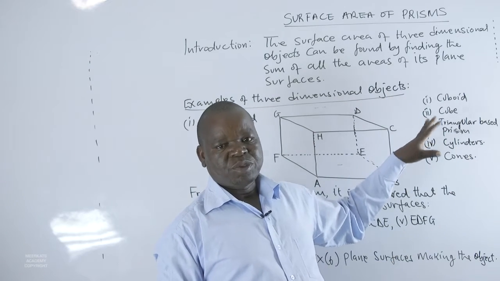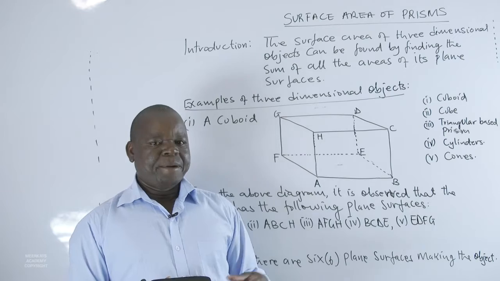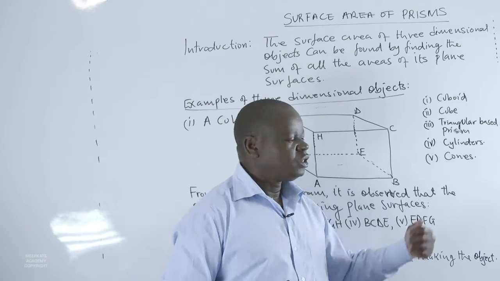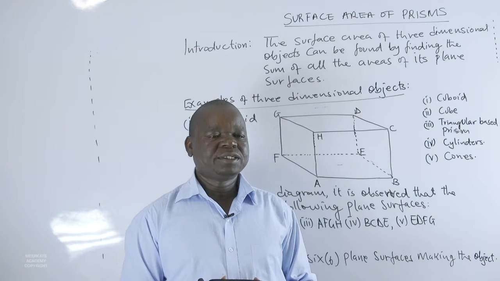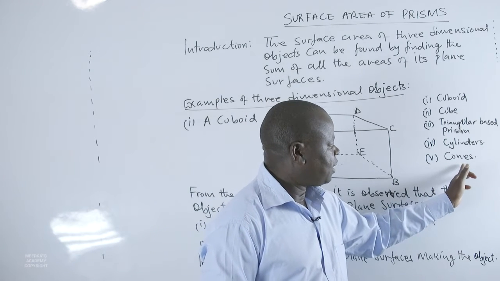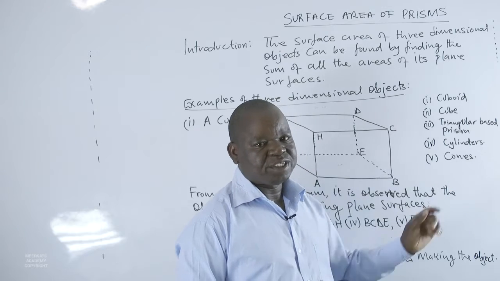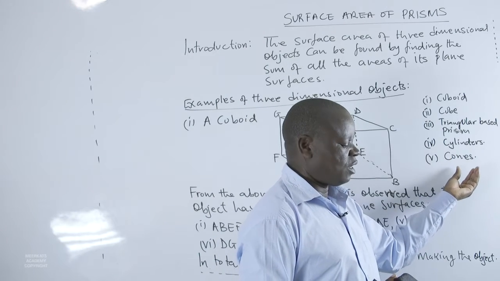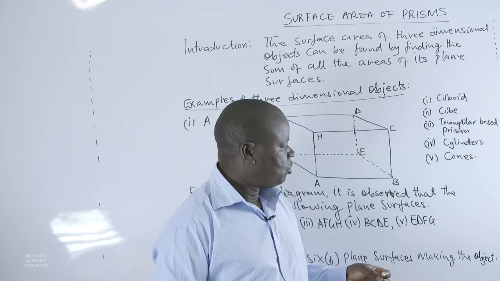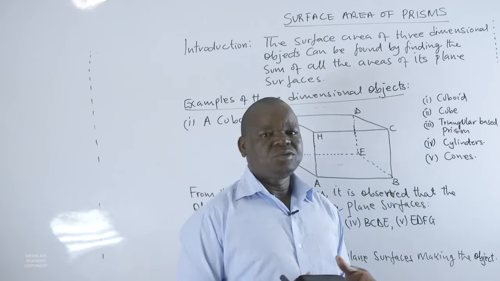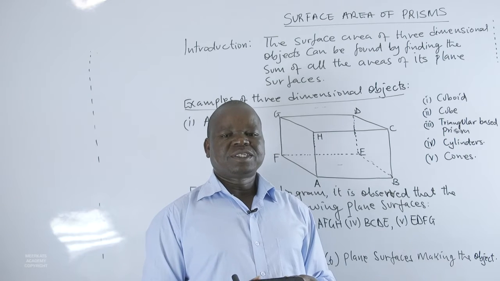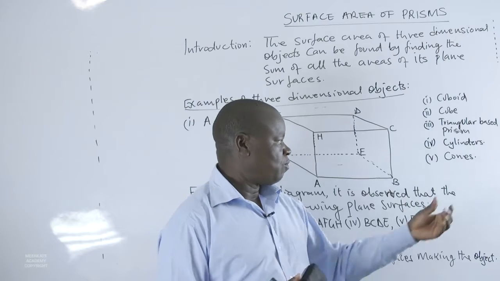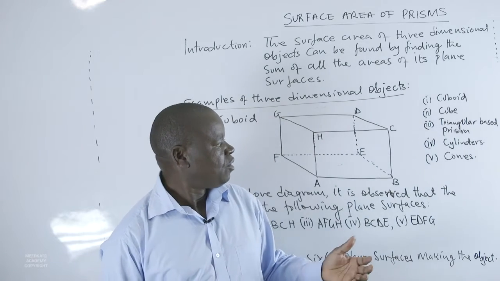So each prism derives its name by the type of the edges that make it. For example, if it is a cone, we know that the base of the cone is circular, and that's why the curved surface is also circular, a part of a circle. Cylinders, we know the base is circular, and also the curved surface is circular because of the circular base.